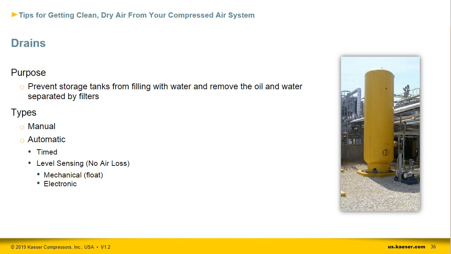Removing water is done via drains, which are available in different types for different compressed air applications. The main distinction is drains which must be manually opened and closed, and automatic drains, which open and close independently. The simplest automatic drains open on timers, and others, level sensing types, only open when enough condensate accumulates.